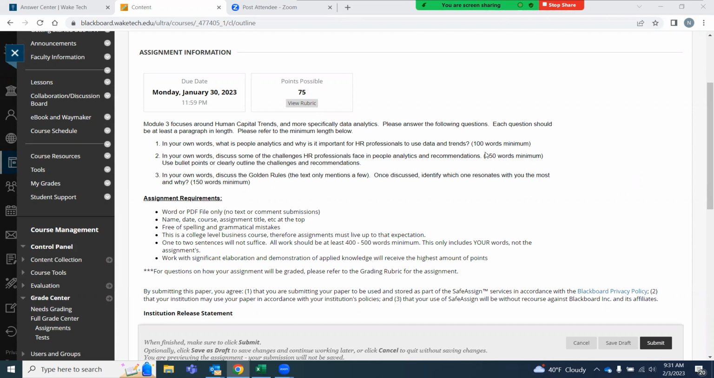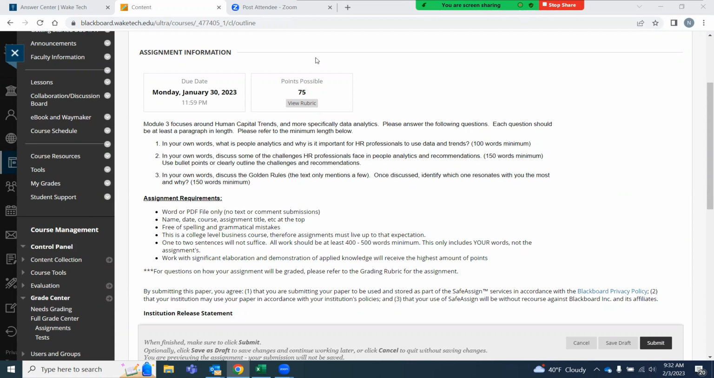So the way I set up the rubrics are typically the same in all of my classes. I have the administrative piece of the written assignment, meaning did you upload a Word document? Was your name, date, course information at the top? Was it free of spelling and grammatical mistakes? That's one area of the rubric. And then the other area is the actual assignment itself.